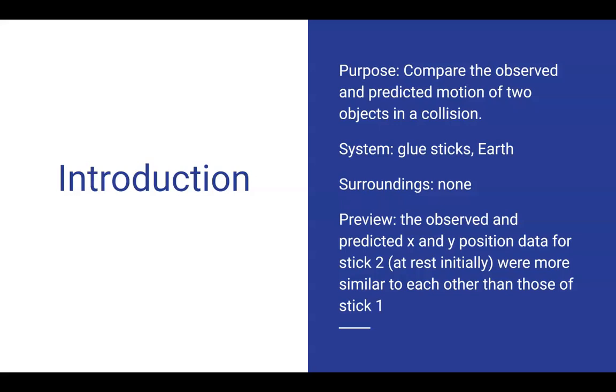And the preview of the results is that the observed and predicted x and y position data for stick 2, which was at rest initially, were more similar to each other than those of stick 1. And also kinetic energy and momentum were not conserved.